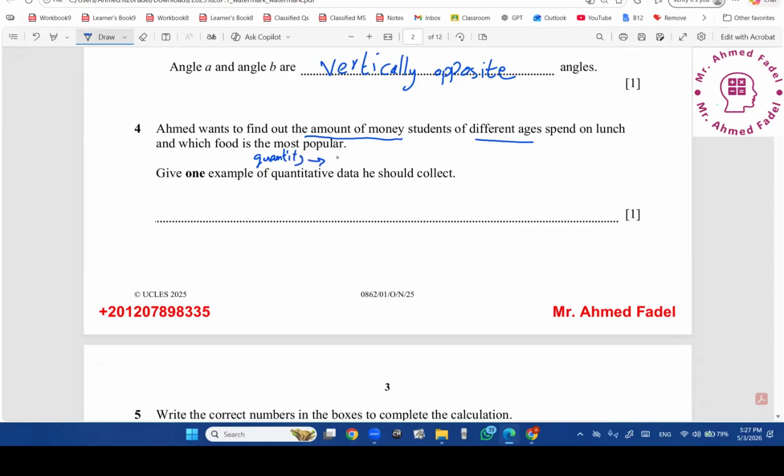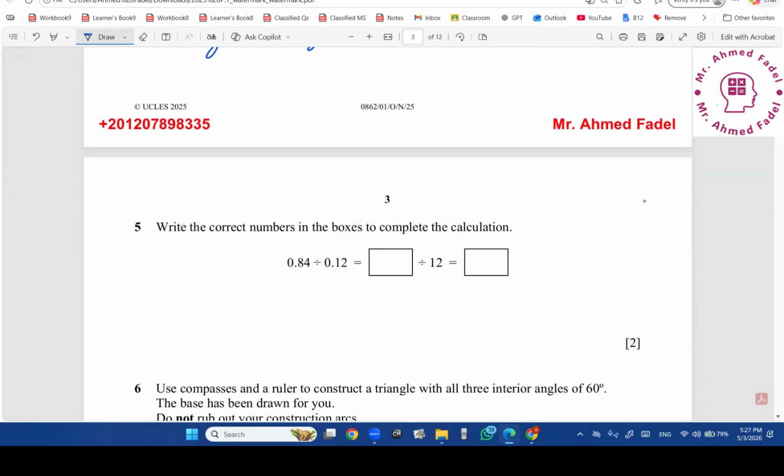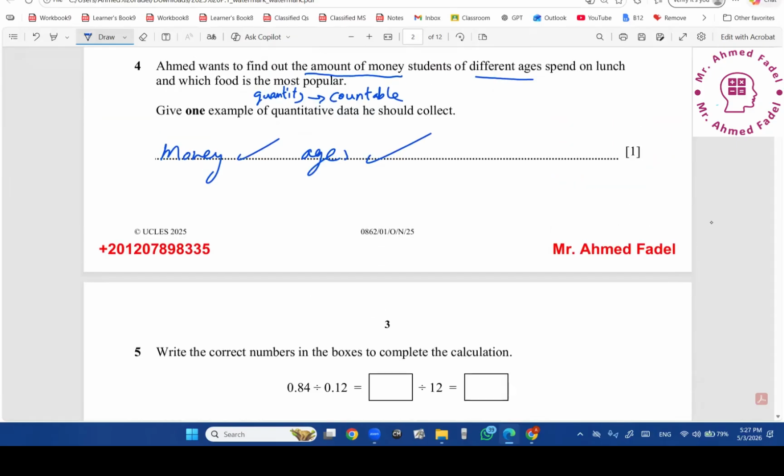What does that mean? Quantity means countable, so things that you can count. So definitely you can talk about the amount of money. Money will give you the mark. If you want to talk about the ages, it is also quantitative data. If you want to write number of students, that would also be considered correct, by the way. The number of students is also correct.